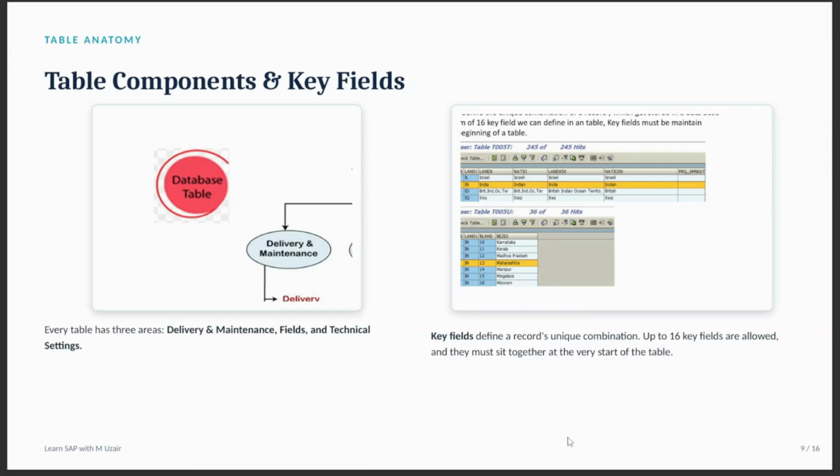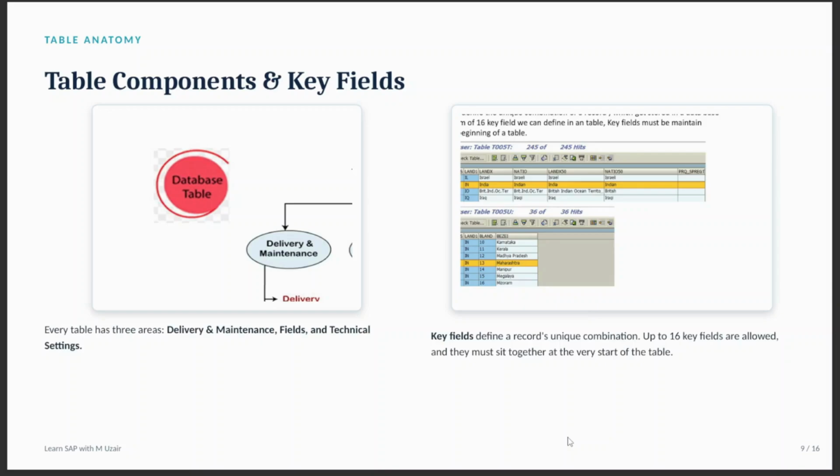First, every table is built from three areas: delivery and maintenance, which control the delivery class and who can maintain it; fields, the real columns with their data elements and domains; and technical settings. This we will see further, like data class and size category.